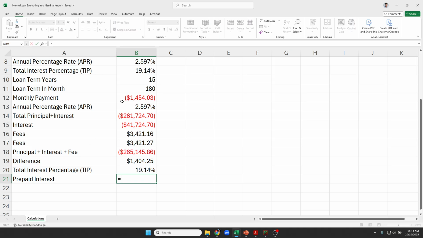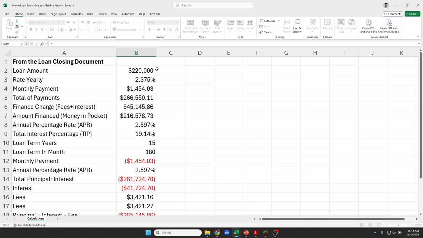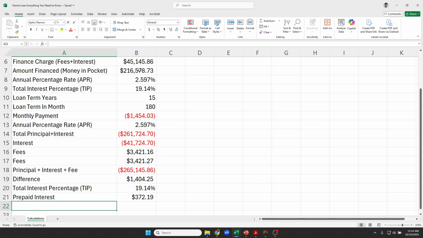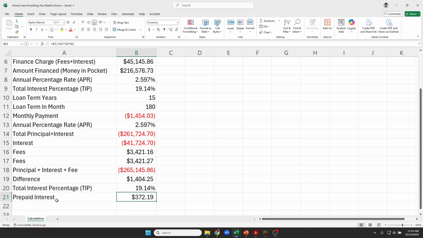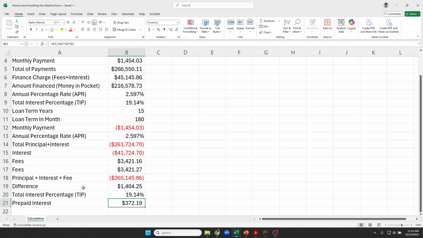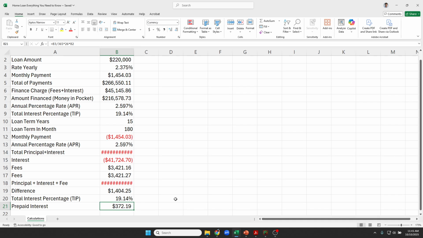So that is simply per day interest. This yearly rate divided by 365 times 26 days sitting in my account is $220,000, which is the exact same as what we have seen in the loan closing document. That prepaid interest also goes to your bank. So they will charge that because you got that money already in your pocket. So they will charge that interest.